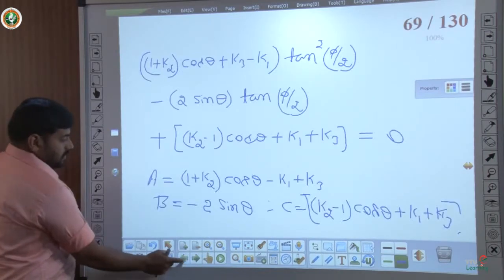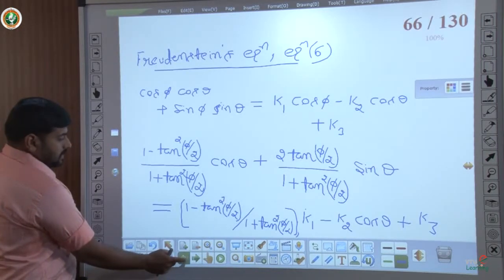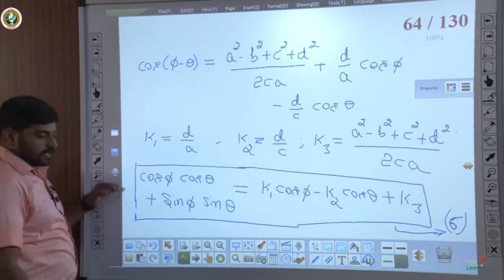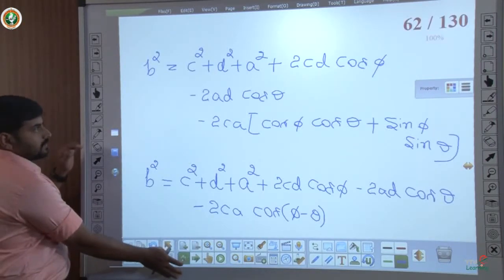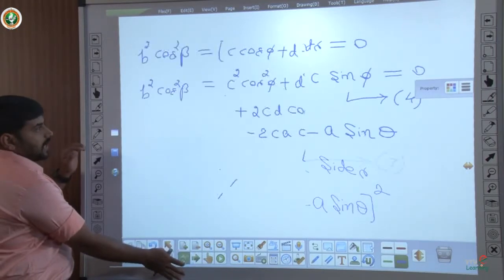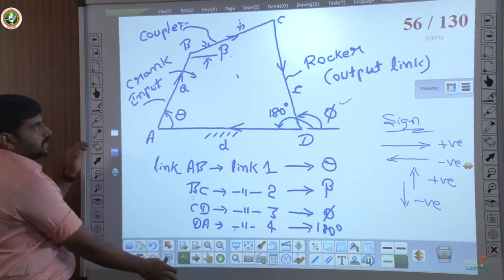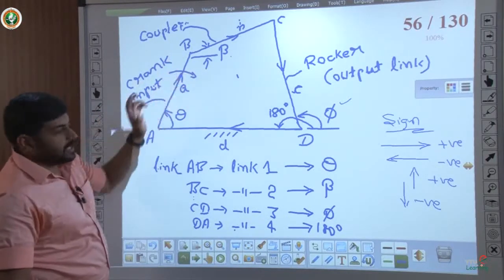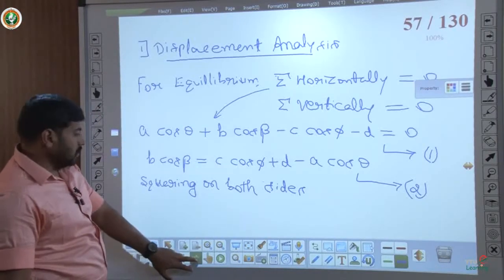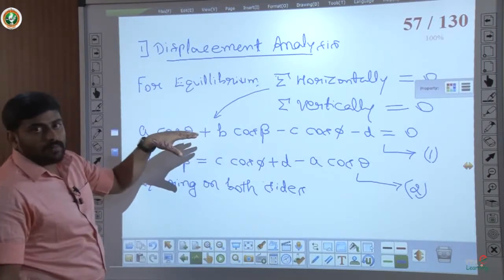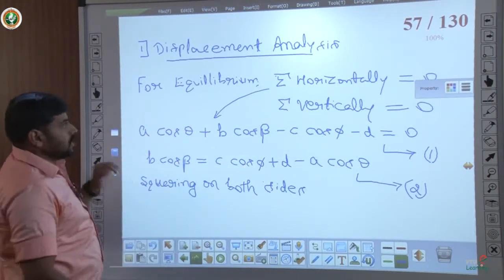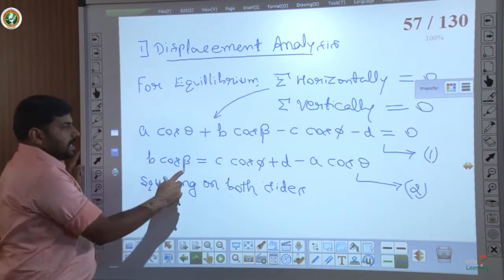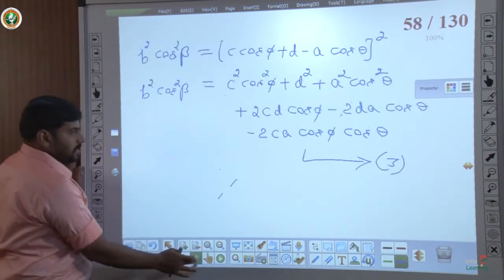we have taken a 4 bar mechanism and we have deduced Freudenstein's equation. So, this is the 4 bar mechanism we have considered in our previous lecture, and we have replaced all the link lengths by vectors, vector A, B, C and D, and we have solved for horizontal and vertical components of these vectors, and we have eliminated beta. By squaring and adding, we have eliminated beta and we have reduced the equation for phi.